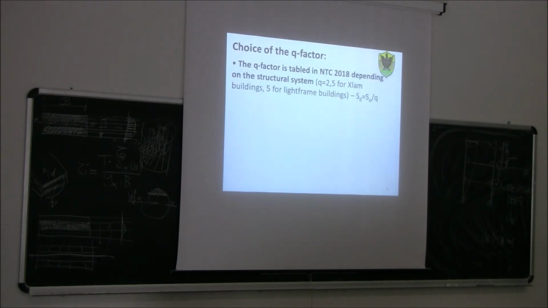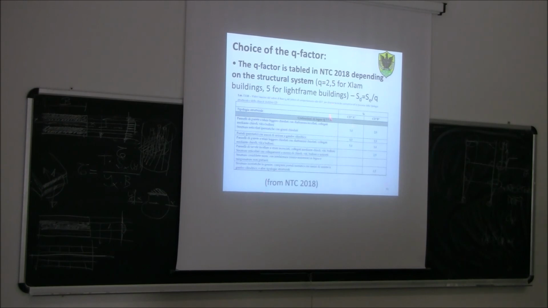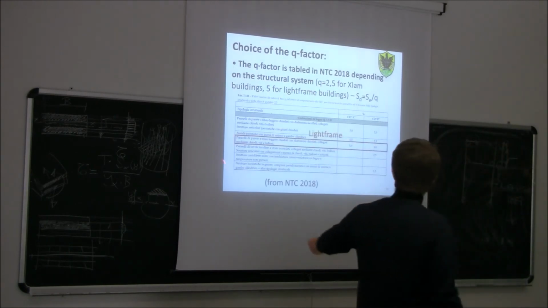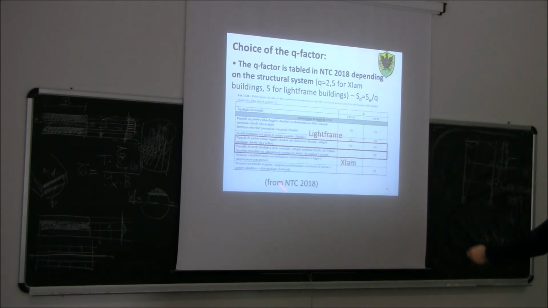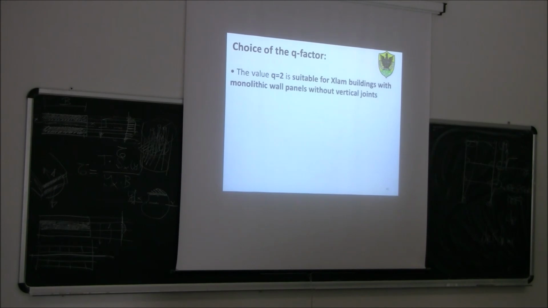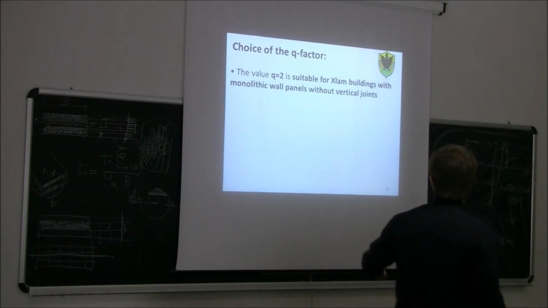If you look at the table from the Italian regulation, the 2018 Italian regulation, you see here we have two ductility classes, ductility class A, which is the highest one, and ductility class B, which is the lowest one. So for light frame structures, we have 5 and 3. And for X-lam, we have a new line where we have 2.5. So a value of 2.5 of the behavior factor. So we can just see this and then we close, basically.